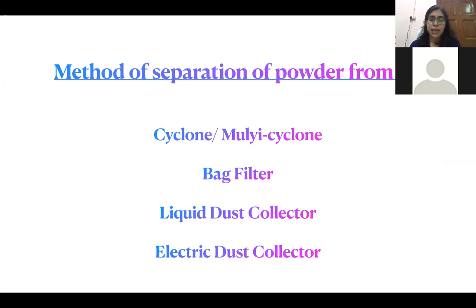Then comes the liquid dust collector. What happens in a liquid dust collector is that the liquid flows, it collects the dust, and then that liquid is sublimated and the dust is taken out. And there is the electric dust collector. Here the dust is collected with the help of an electric field. The dried milk particles are electrically charged and then they are removed from the air. Okay, clear? Cyclone, bag, liquid, electric dust collector.